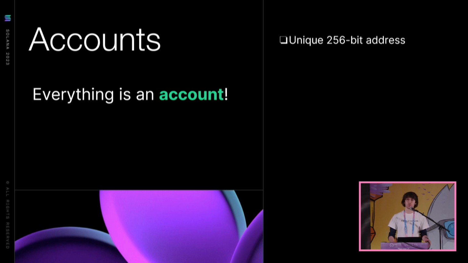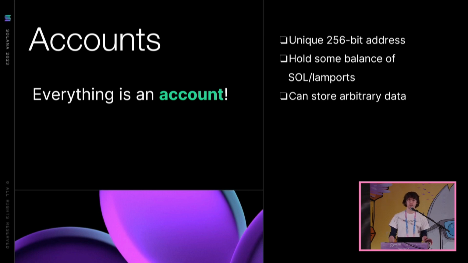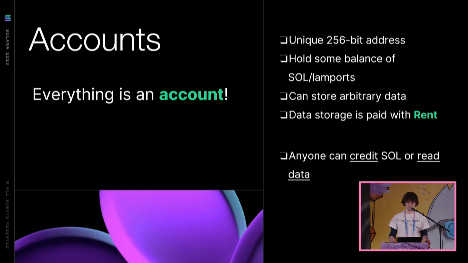So all accounts are unique 256-bit addresses. They all hold some balance of SOL, or the smaller denomination of that, which is lamports. They can store arbitrary data, so we'll talk more about this as well. Accounts can store, for example, token balances or something that indicates data on chain. Now, storing arbitrary data on chain is not free. Solana uses this concept of rent to charge for data storage on chain, corresponding with the volume of data that you're storing on a given account.